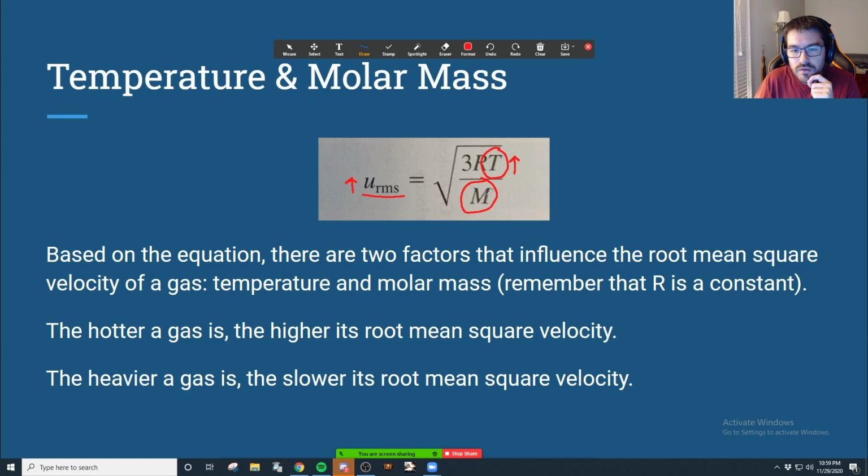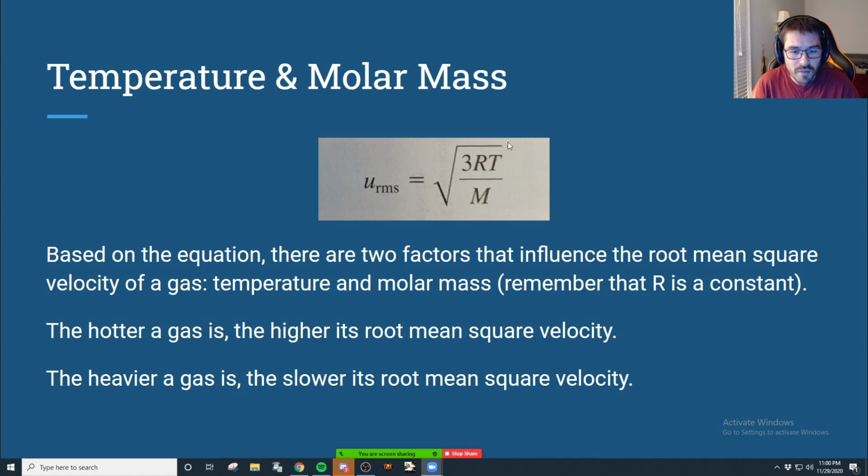And inversely, okay, the heavier a gas is, right, so this denominator term, if the mass is higher, that's actually going to cause our velocity to go down, right? If the denominator term is higher, that's going to cause our velocity to go down. And that makes sense, right? You have heavier particles, they're not going to move as fast, right? So that's kind of intuitive, not anything crazy there.